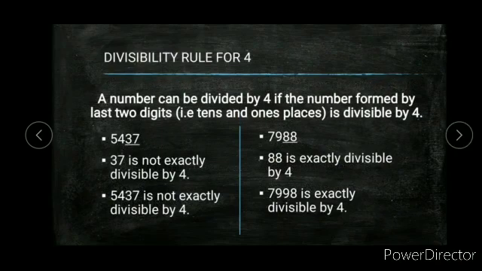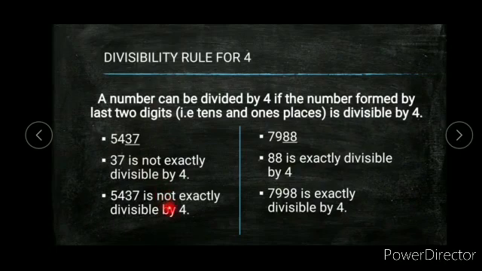Divisibility rule for 4. Now in this, you are supposed to see the last two digits. If the last two digits are not exactly divisible by 4, then the number is not divisible by 4. And if the last two digits are divisible by 4, that is, it is a multiple of 4, then the particular number is divisible by 4. Here you can see the example given of 5437.